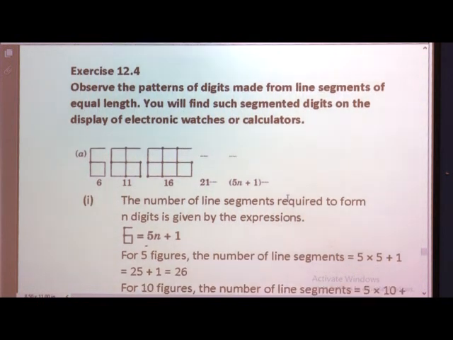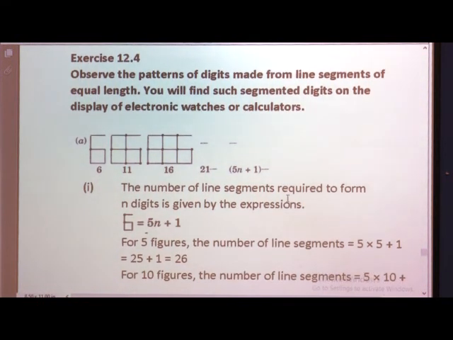Now, here we have some patterns. You can see, I think in the previous class we had done patterns in mathematics. So, observe the patterns of digits made from line segments of equal length.